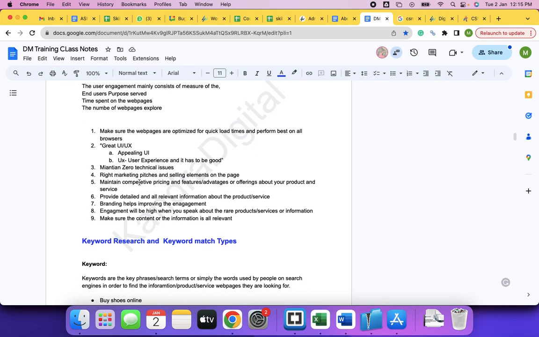So you understood, right? Marketing pitches and selling elements. Why global companies prefer Knowledge Hut as their training partner. And the other marketing pitches or selling elements can be as simple as writing 10,000 struck off and writing 6,000. That is also a marketing tactic.